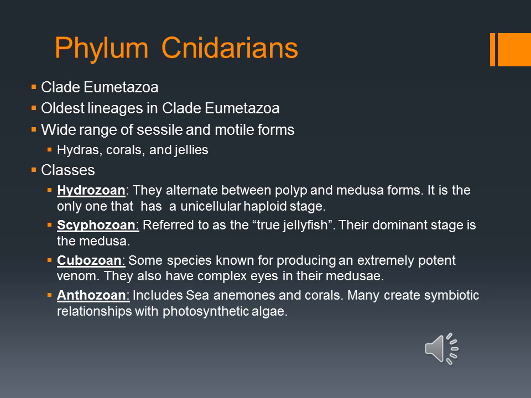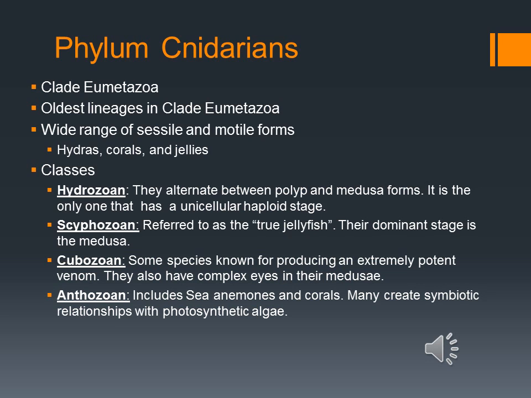They have 4 classes: hydrozoan, scyphozoan, cubozoan, and anthozoan. The hydrozoan is known for alternating between the polyp and medusa form. The scyphozoan is known as the true jellyfish. It has a dominant stage in its medusa form. The cubozoan is known for having a very potent venom, and it has very complex eyes in its medusae. The anthozoan includes sea anemones and corals.